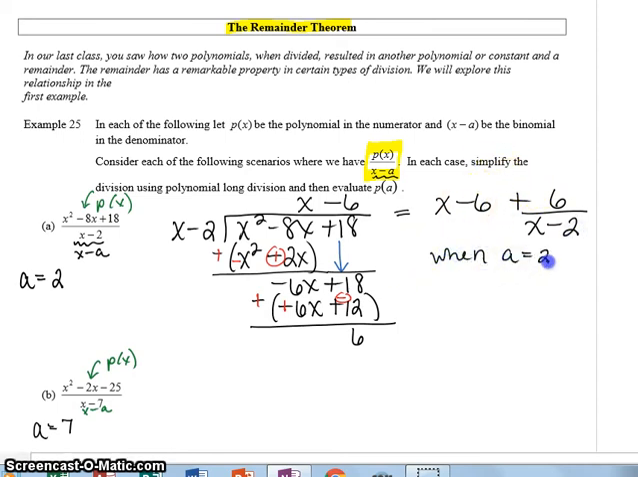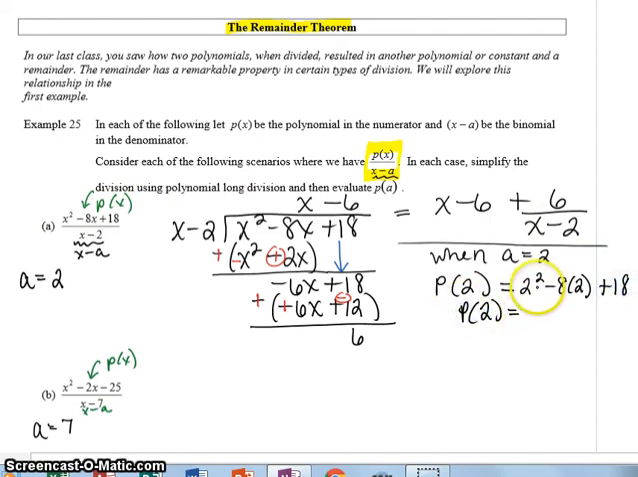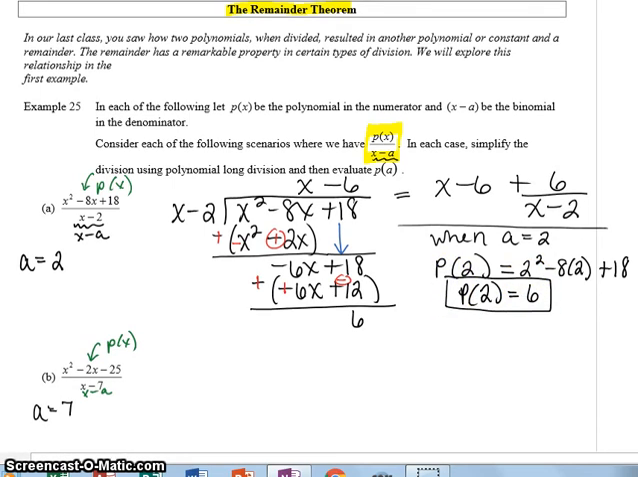Now, my a is 2. So when a is 2, p of 2 means you just go back to the original. Remember, p of x was just this whole top here, guys. You're evaluating it at 2, so it's really just 2 squared minus 8 times 2 plus 18. So p of 2 is equal to 6. You should notice something, so keep that in mind.